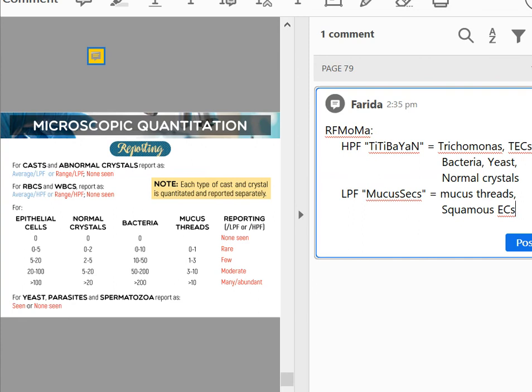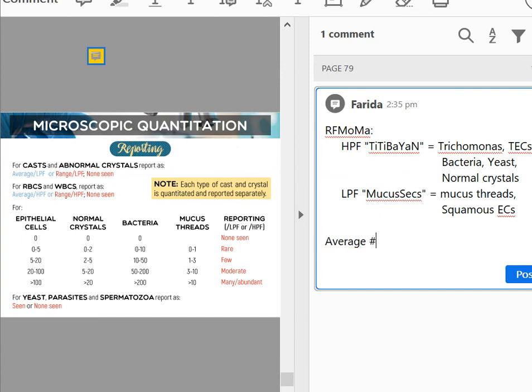HPF, titibayan: trichomonas, transitional epithelial cells, you have your bacteria, your yeast, and your normal crystals. Whereas your LPF, we have your mucous sex: mucous threads and squamous epithelial cells. Then, if average, we have the average number here.